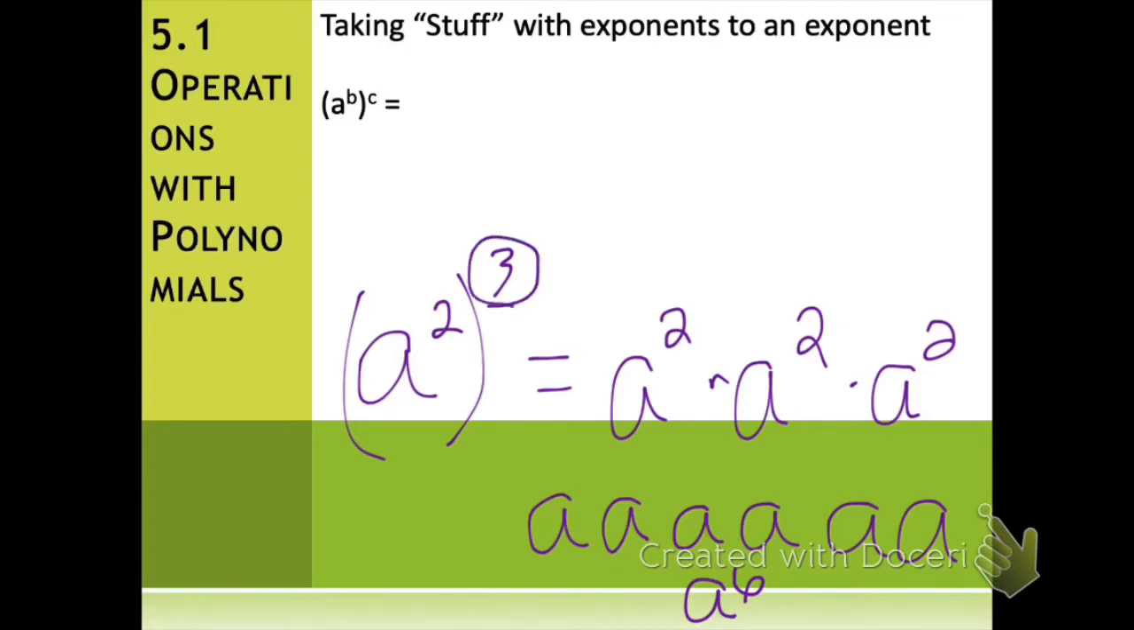So what did we do with these two exponents? We multiplied them. It's kind of like we have 3 groups of a squared, and because I said groups, that kind of means multiply. So this is a to the b times c. So an exponent to an exponent is called the power rule. We multiply those two exponents together.